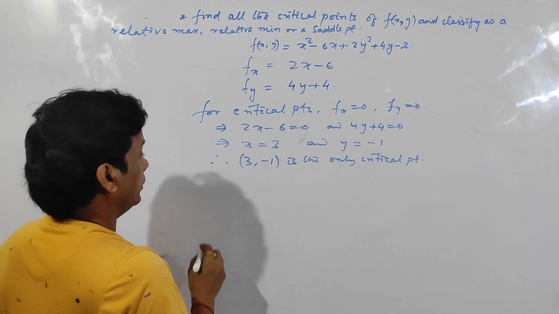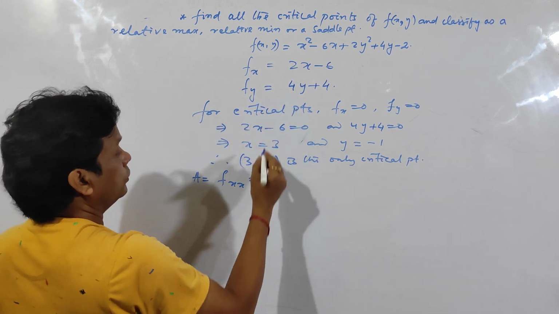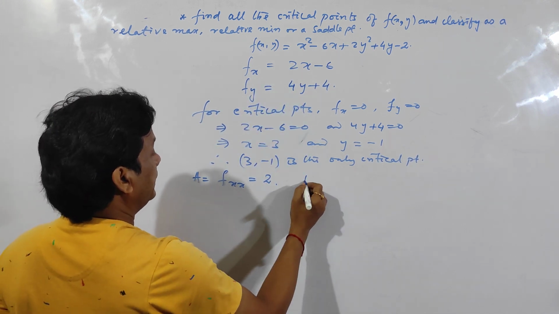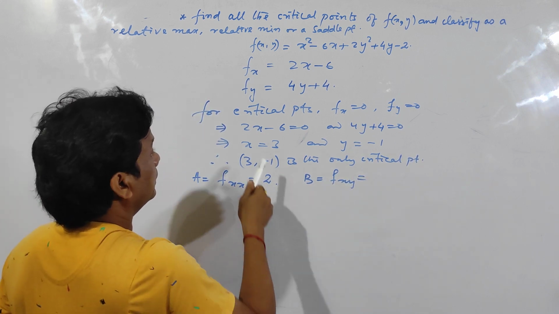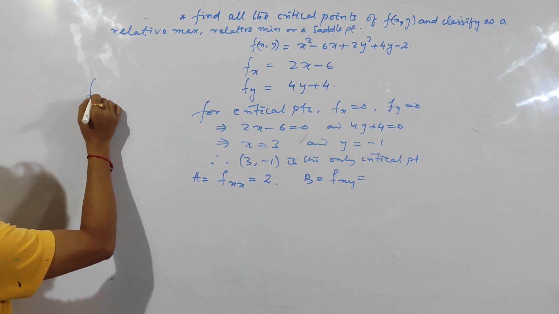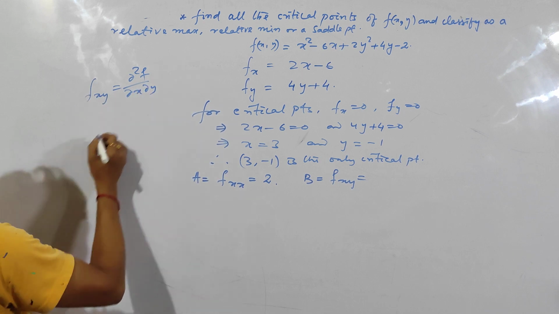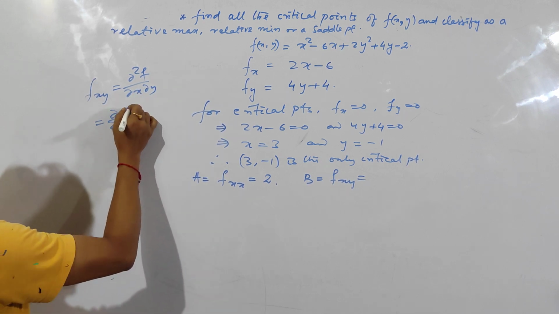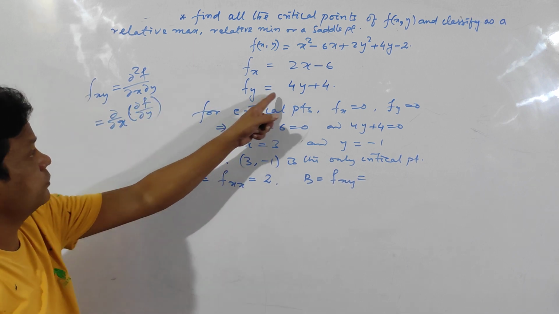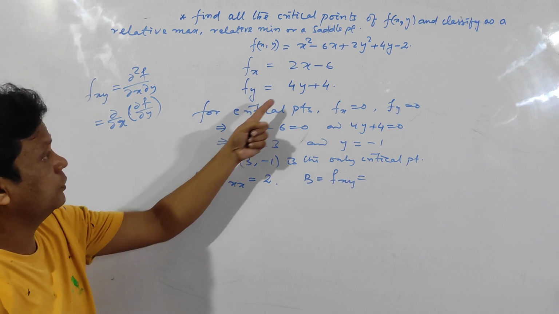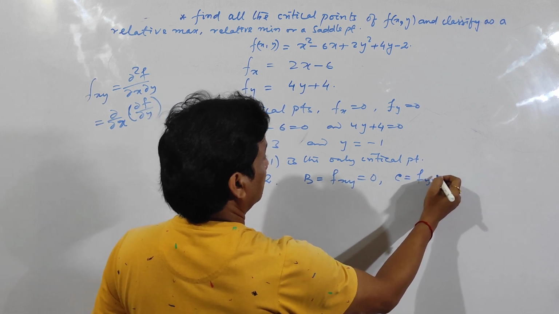Now, whether this one is a point of maxima or point of minima or a saddle point, we have to test it. So here A is equal to how much? Fxx is equal to 2. And B is equal to how much? Fxy. And fxy means, for Indian authors, I have already told you, del square by del x del y. So it will be del f by del y, and then you have to differentiate with respect to x. So it will be 0. And C, fyy, it is 4.